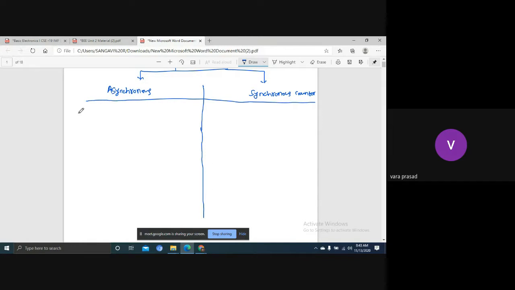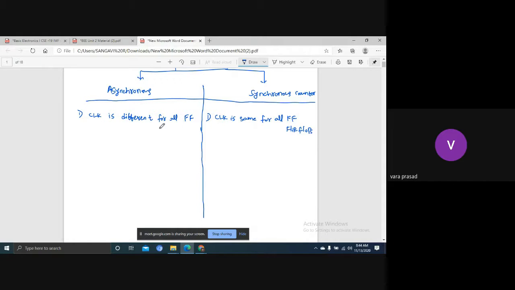Asynchronous counter, first point: clock pulses are different. Clock is different for all flip flops. Next one, here the clock is same for all flip flops. FF means flip flops.